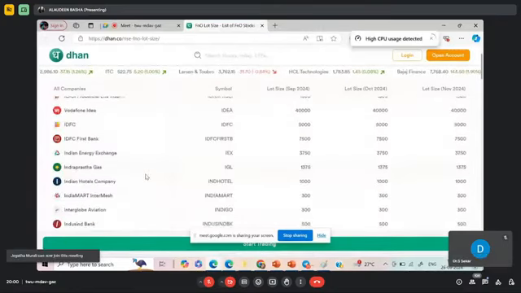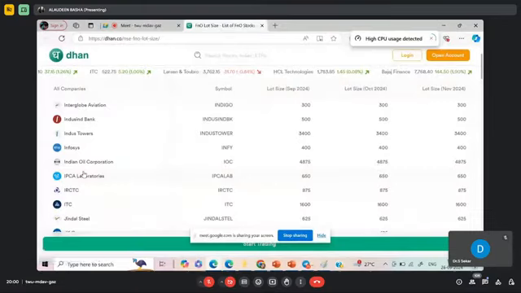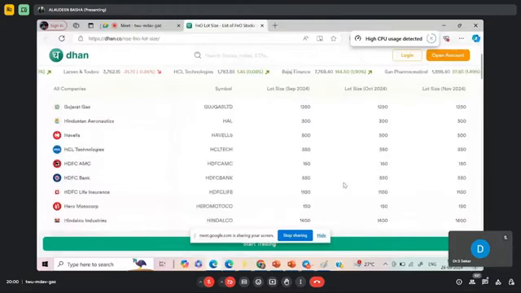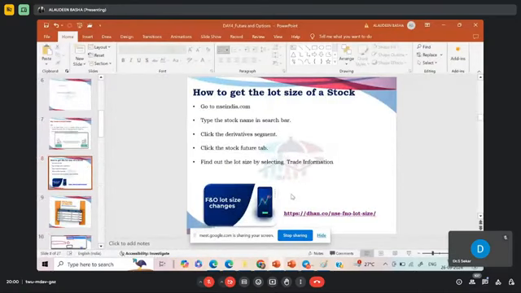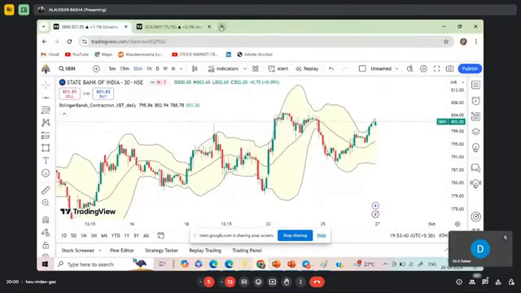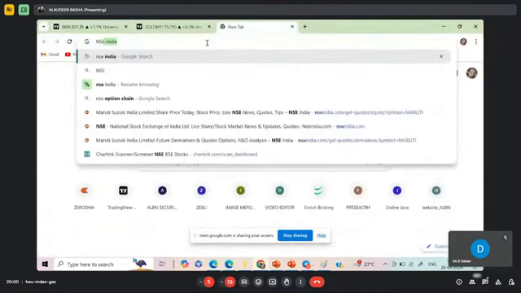ITC lot size is 1,600. By using this website, you can find out the lot size of a stock. Otherwise, there is a proper step to find out the lot sizes. You go to the official exchange website, nseindia.com. They will show you. Go with nseindia.com.